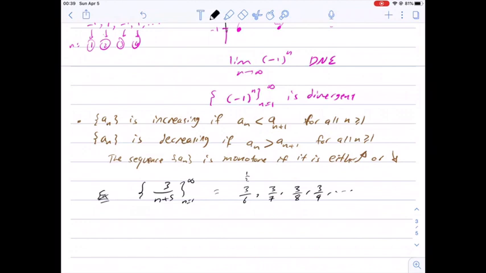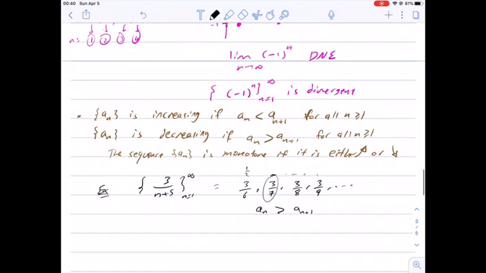Because here we have 1/2, this is 1/2, this is less than 1/2, and so on. So these are, for example, the term a sub n is greater than a sub n plus 1, and if this is correct, that means the sequence is decreasing.